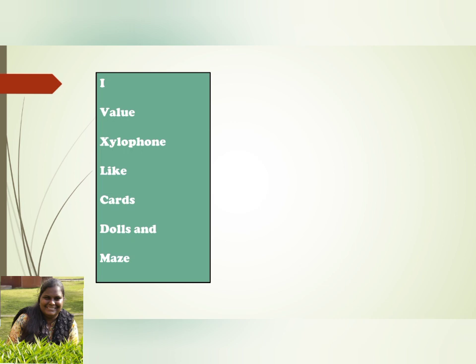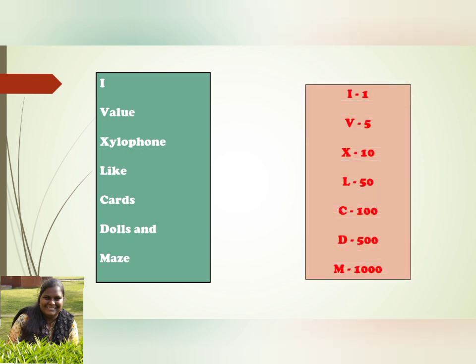Now let's learn what is the value of each of these symbols. I stands for 1, V stands for 5, X stands for 10, L stands for 50, C stands for 100, D stands for 500, M stands for 1000. Wasn't that very simple, my dear students?